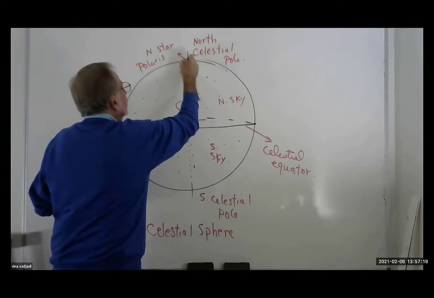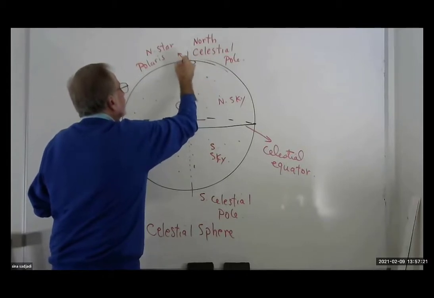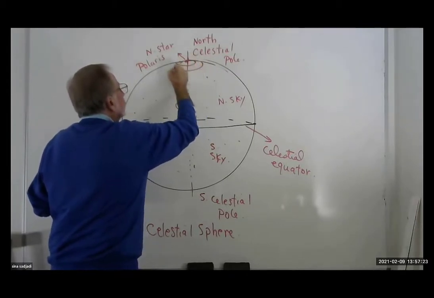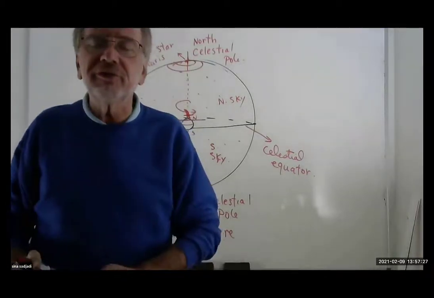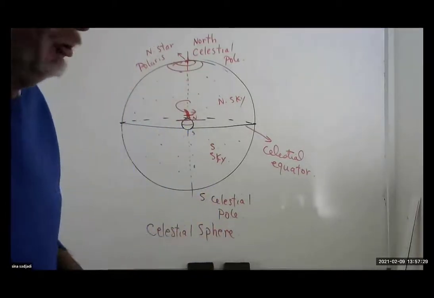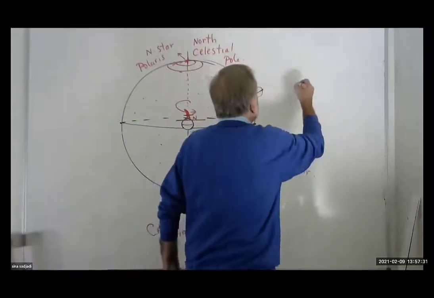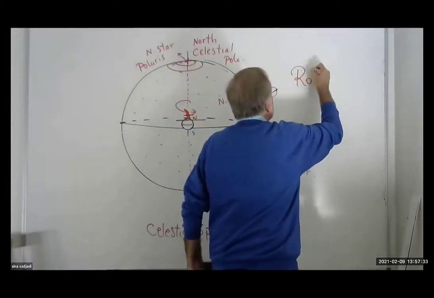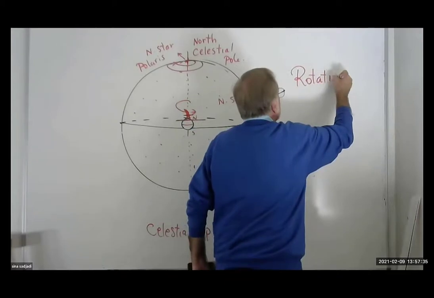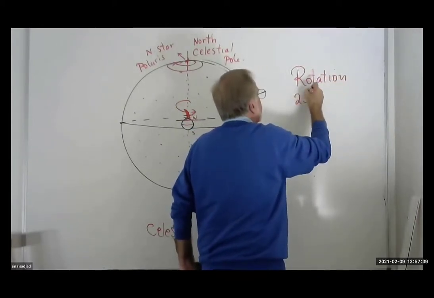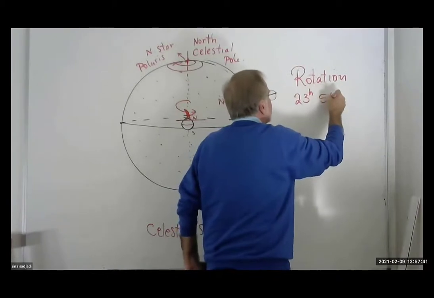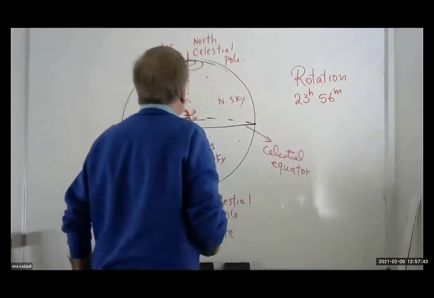So stars rise and set in 24 hours, which is really 23 hours and 56 minutes. That's how long it takes the Earth to rotate. So this rotation is really 23 hours and 56 minutes, like that.